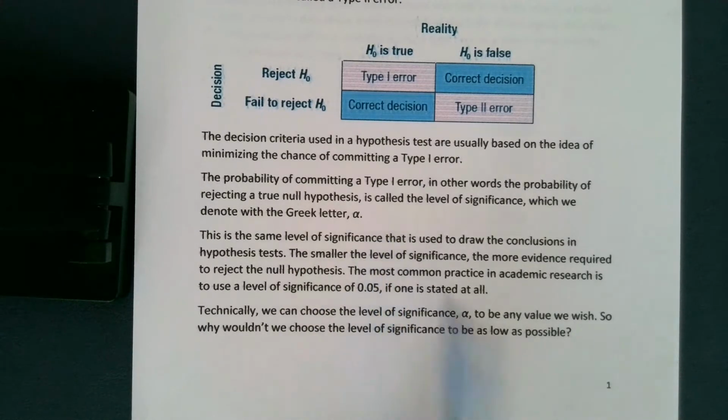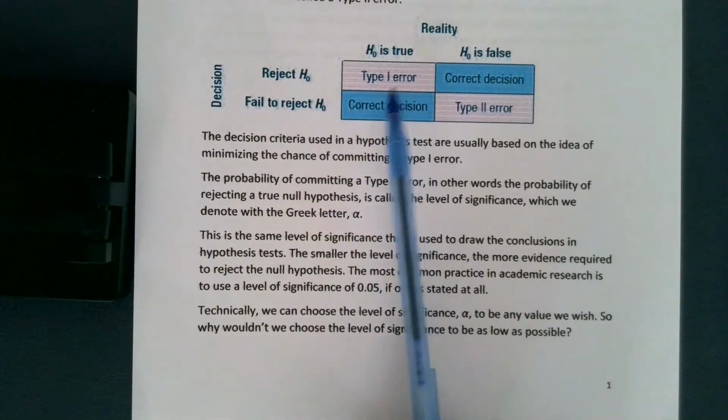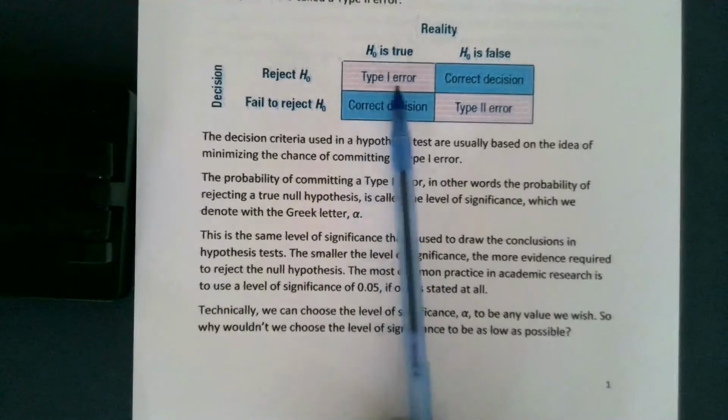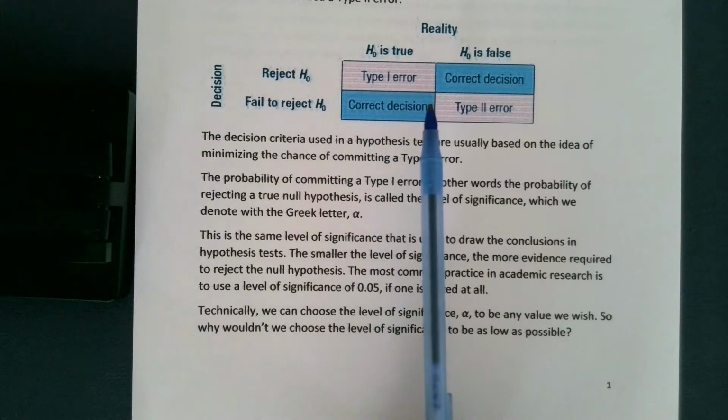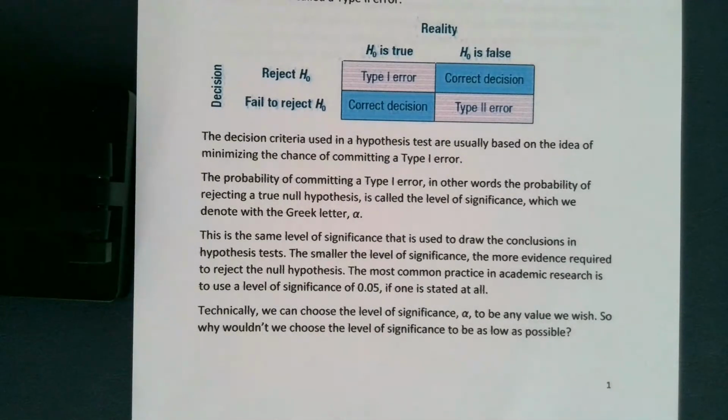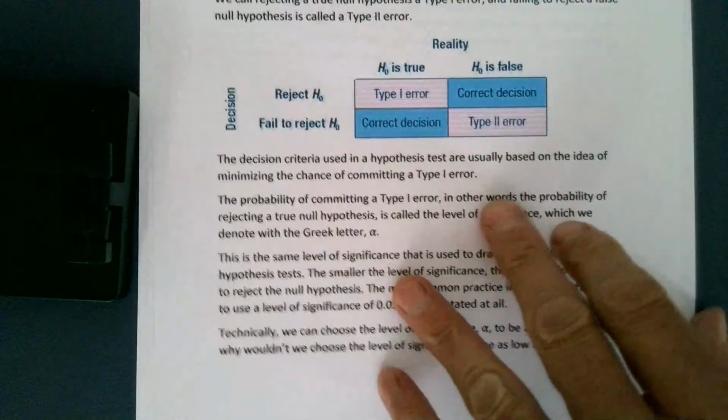And the most common level is 5%, but it could also be 10% or 1%. Those are also common levels for alpha. And you would think that making alpha as small as possible would be a good idea, because alpha is also the probability of making a type 1 error. So you'll be reducing the probability of making a type 1 error, which sounds like it would be a good thing. However, there's a problem with that.